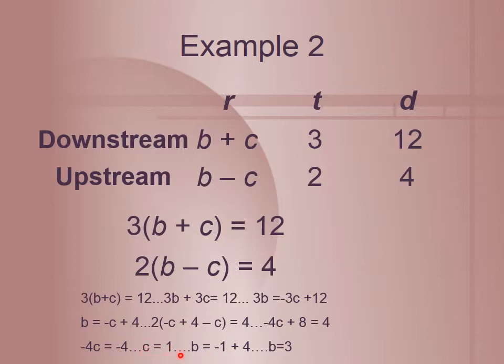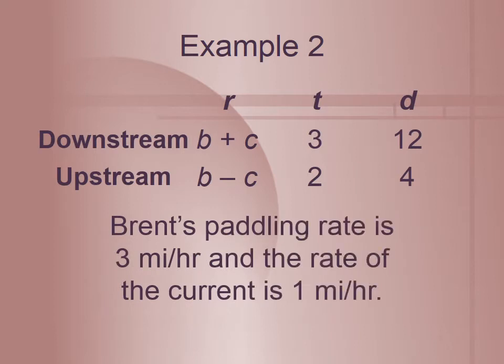And now I know what c is. I can plug it back into this b equals negative c plus 4 to figure out what b is. So b would be negative 1, because it's negative c, and c was 1, so negative 1 plus 4. So b is 3. So that tells us the rate is 3 miles an hour, and the current is 1 mile an hour. So the rate without any current is 3 miles an hour, and the current is 1 mile an hour.